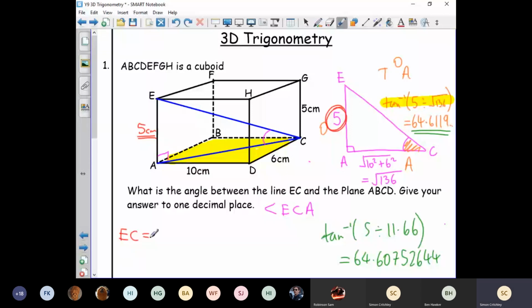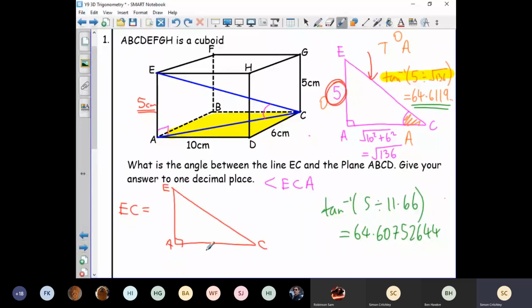Right, I'm going to maybe draw out that triangle again, the one we've just had at the top there. So we've got E, we've got A, and we've got C. Maybe the question was different, and it just said, could you work out the diagonal E to C? So let's go for our value so far. This was the square root of 136. We've worked that out a minute ago. This one was 5.